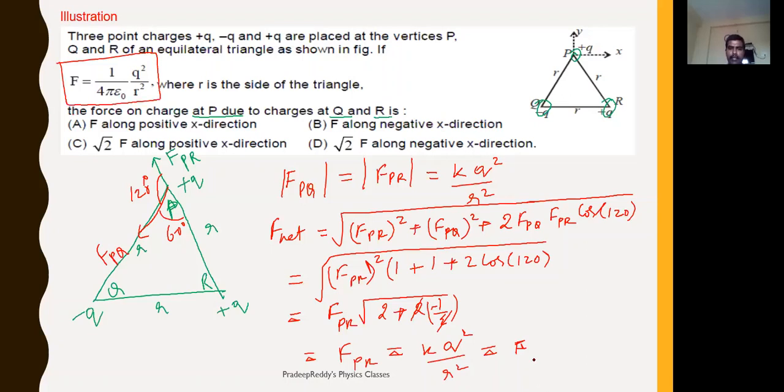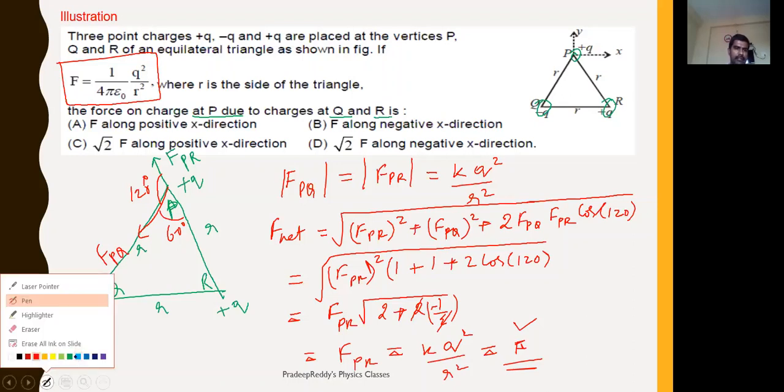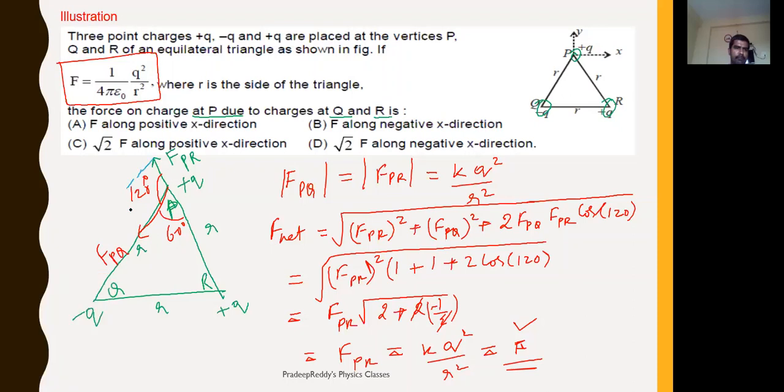The final magnitude which you are getting at position P is F, and in which direction is this? In order to find out the direction, we will be using parallelogram law of vectors. Simply construct a parallelogram. The diagonal gives you the resultant, and it is along negative x-axis. So out of all these options, E is the suitable answer. Force F along negative x direction.